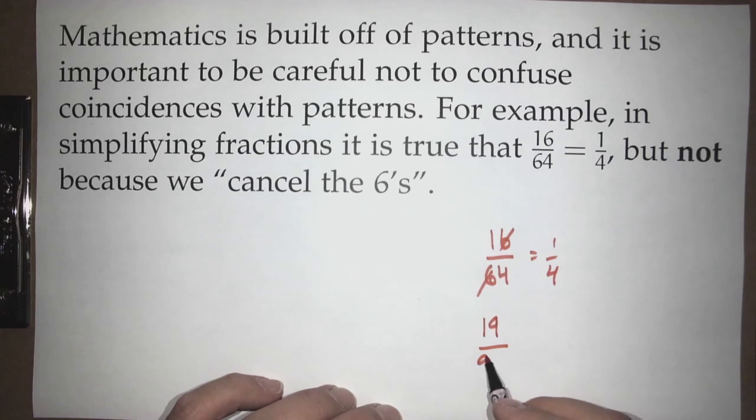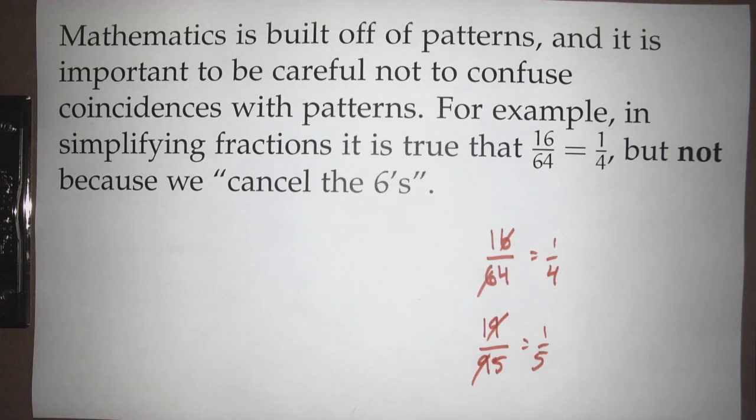So if you pick 19 over 95, what do you do? Cancel the 9's, right? You get 1/5. And is that true? Actually, it is. So that wasn't the best example, but I'm sure I could find one where it didn't work. That's the punchline here. So the thing is, you have to be careful.